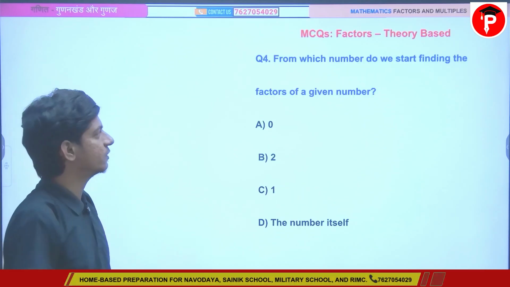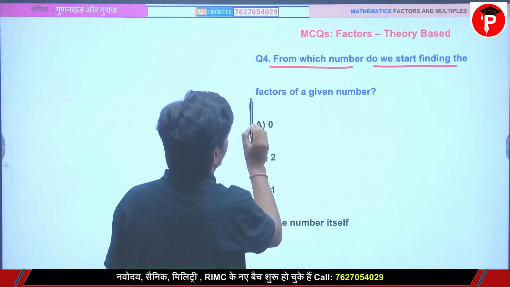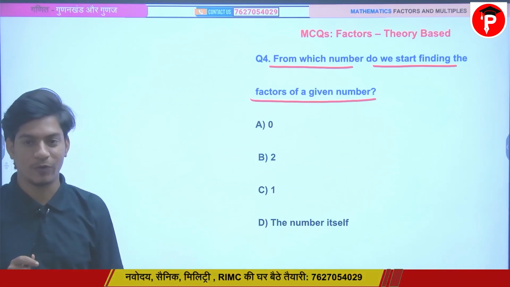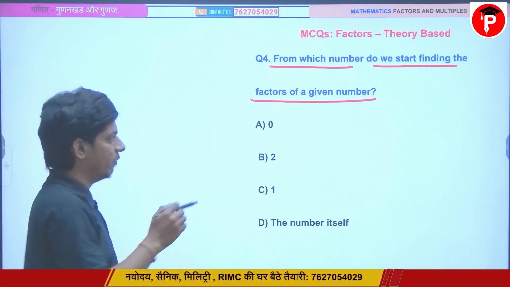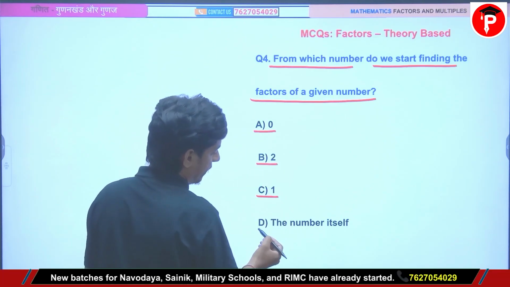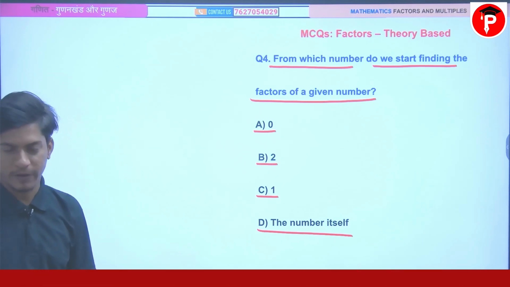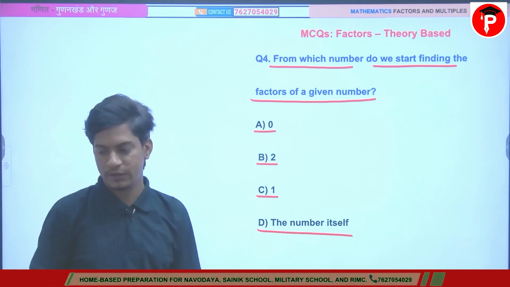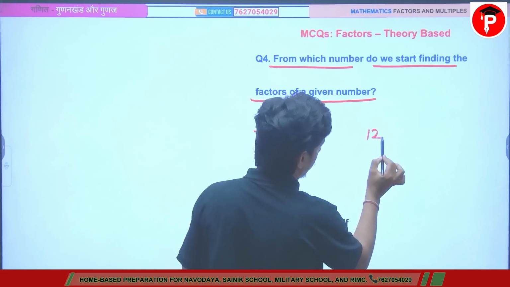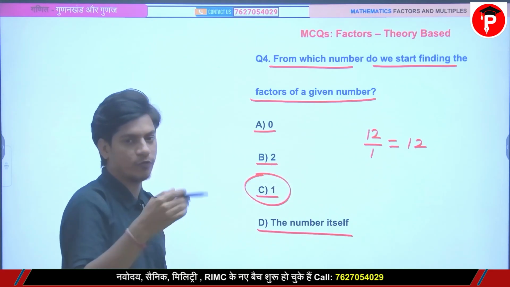Okay. Next. From which number do we start finding the factors of a given number? We have given some steps. We will start with A, 0, B, 2, C, 1, D, the number itself. Keep in mind, 5 seconds is given. Your answer is C. We will start with number 1. So if 12 is given, we will first divide 12 with 1, then 2, 3, 4, 5, 6 and so on.